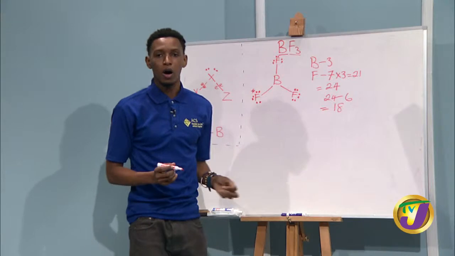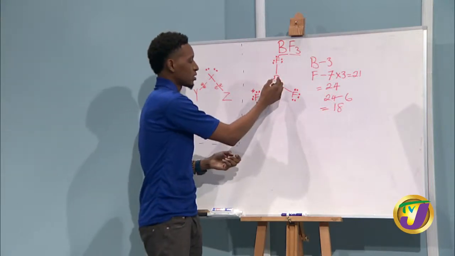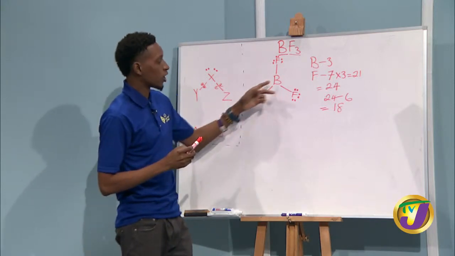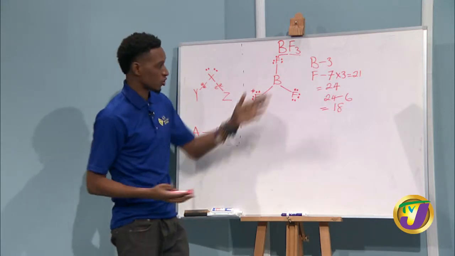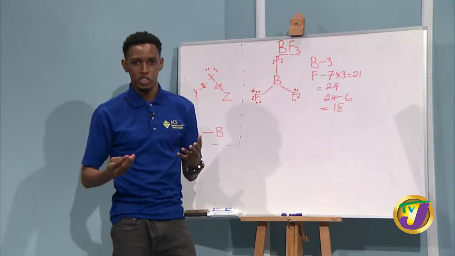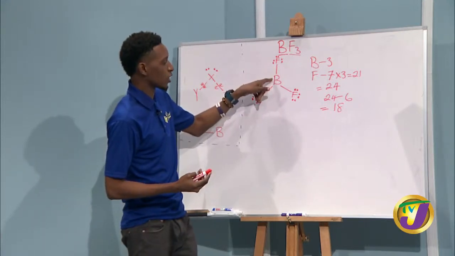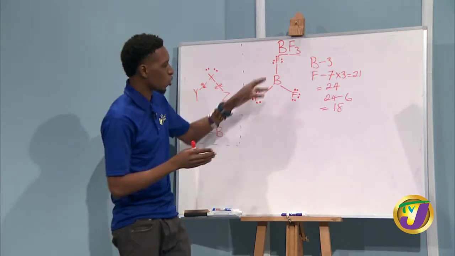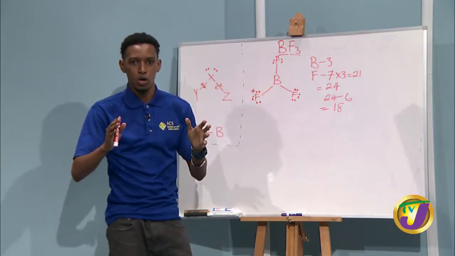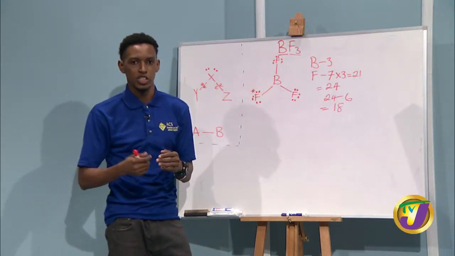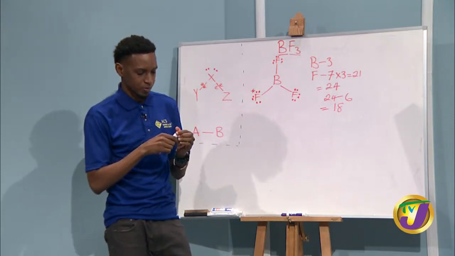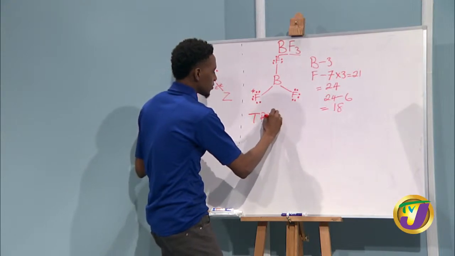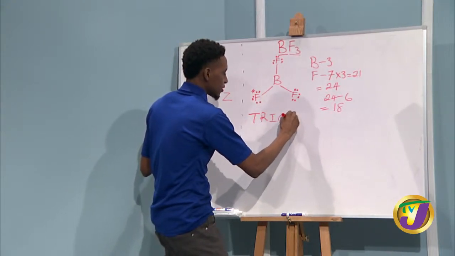So we used up all 18 electrons, so we have no excess electrons to put on the boron. Therefore, the molecule retains its shape. So this shape that you see here is the shape of BF3. If there was a lone pair on the boron, the shape would be distorted because the lone pair would start pushing down on the bonding pairs and it would change the shape of BF3. So therefore, BF3 is what we call trigonal planar.